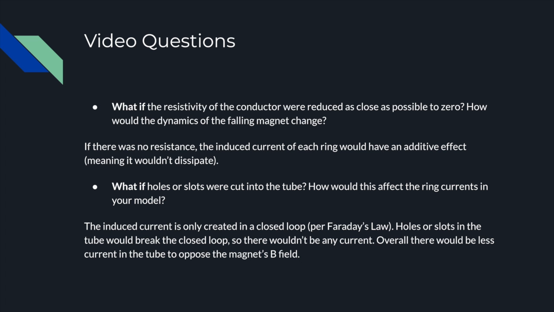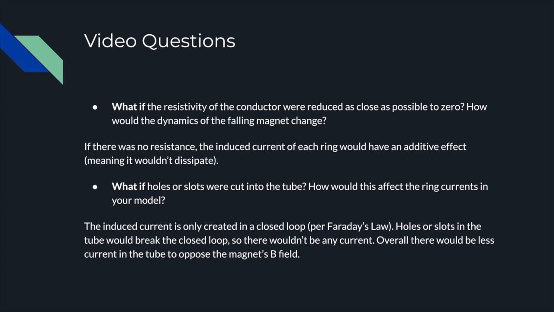End of lab questions. What if the resistivity of the conductor were reduced as close as possible to zero? How would the dynamics of the falling magnet change? If there was no resistance, the induced current of each ring in the tube would have an additive effect, meaning that it would not dissipate as the magnet is passing through it.